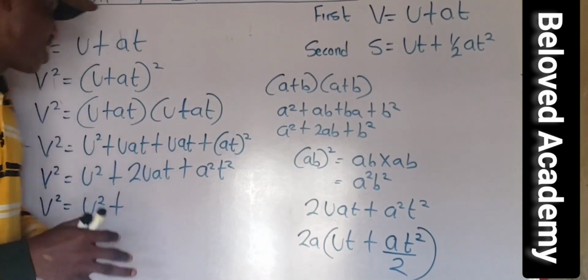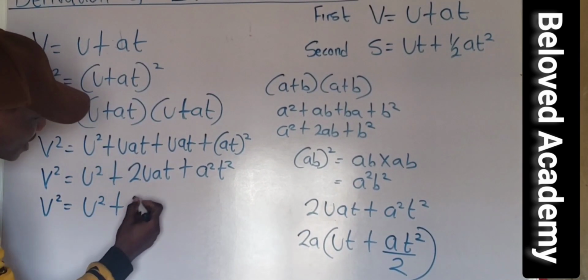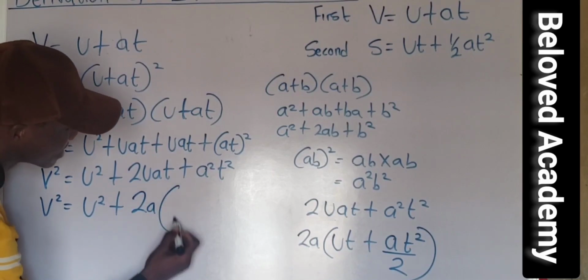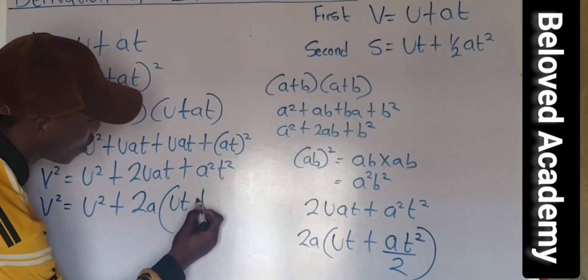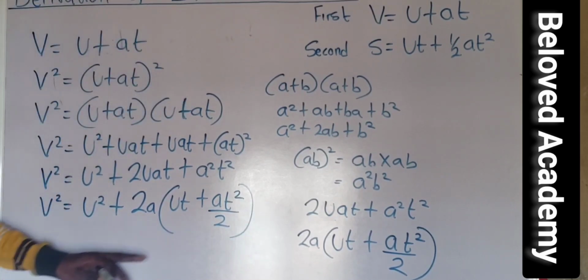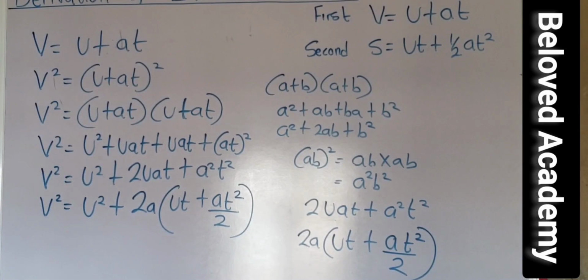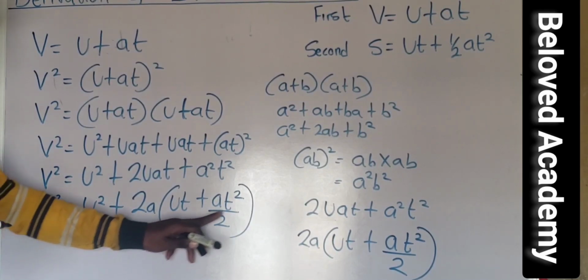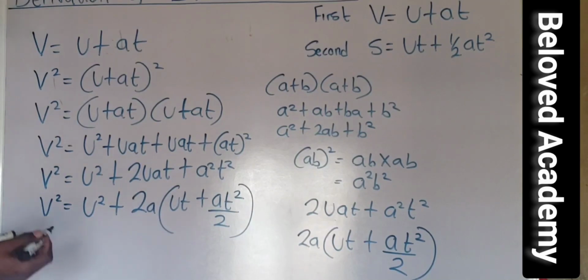Do you understand? Okay, now let's substitute plus 2A into bracket UT plus AT squared all over 2. Please, do you understand it to this point? Okay, now don't forget, from the second equation of motion, UT plus half AT squared, let me rewrite it.